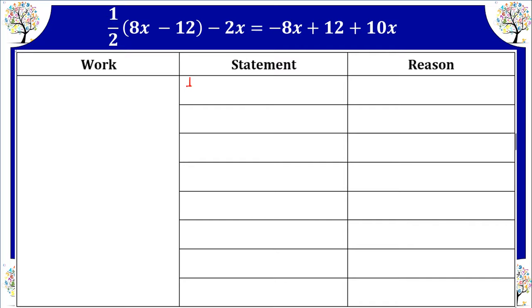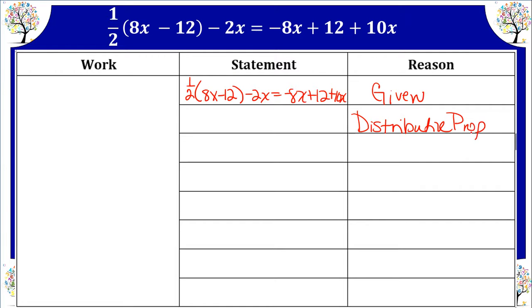Okay, our next problem, let's write it on our first line. And this is the given. And now the first thing we have to do to simplify an equation is if you have parentheses, we definitely have to dissolve the parentheses by applying the distributive property. And we get 4x minus 6 minus 2x. And don't be tempted to use another property on a line.